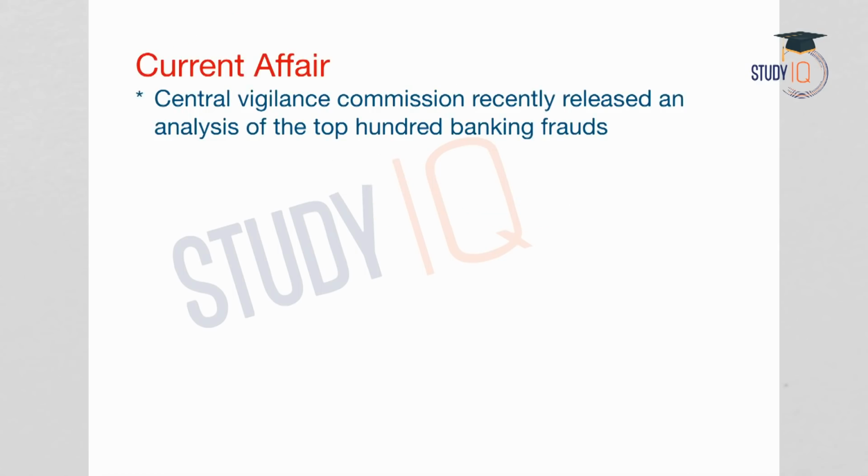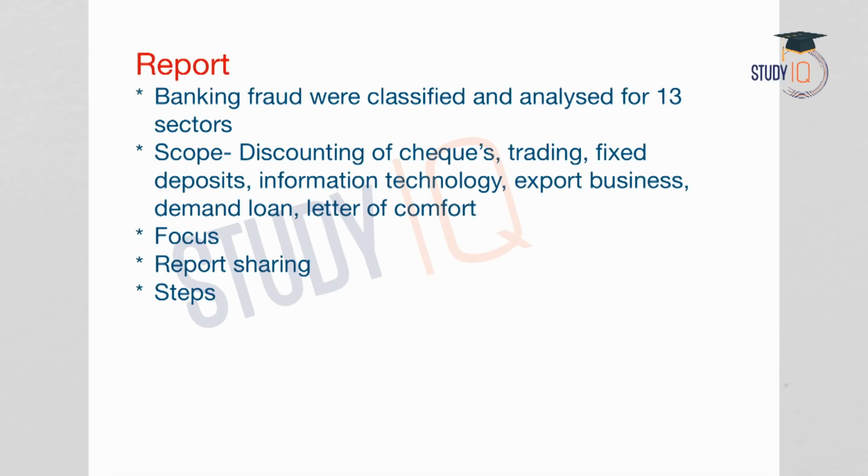Let us start. First of all, let us see what is the current affair. CVC is the Central Vigilance Commission and CVC has recently released an analysis of the top 100 banking frauds. So there were many banking fraud episodes going on in the country in the recent months and the top 100 banking frauds were analyzed by the Central Vigilance Commission. And this is more important because this is the first of its kind analysis done by the Central Vigilance Commission. Now let us analyze what is the report.